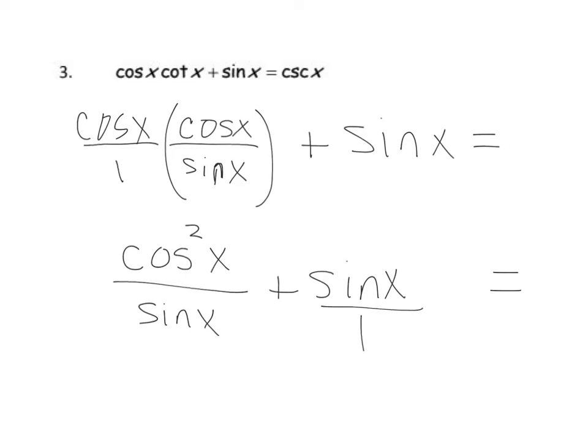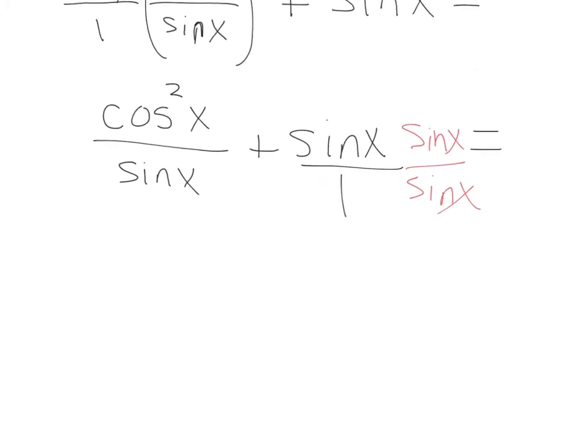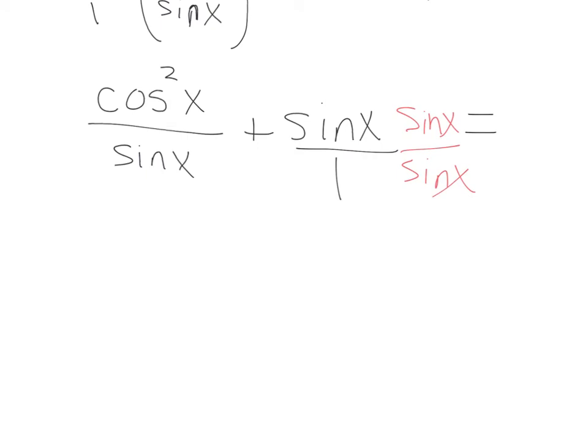So I'm going to put this sine over 1. We see here we have a denominator of sine. We have a denominator of 1. Our like denominator would be sine. So I have to multiply this by sine x over sine x. That's the same thing as if, for instance, we had a denominator of 4 here and a denominator of 1. I multiply by 4 over 4. So let's just go through the process.